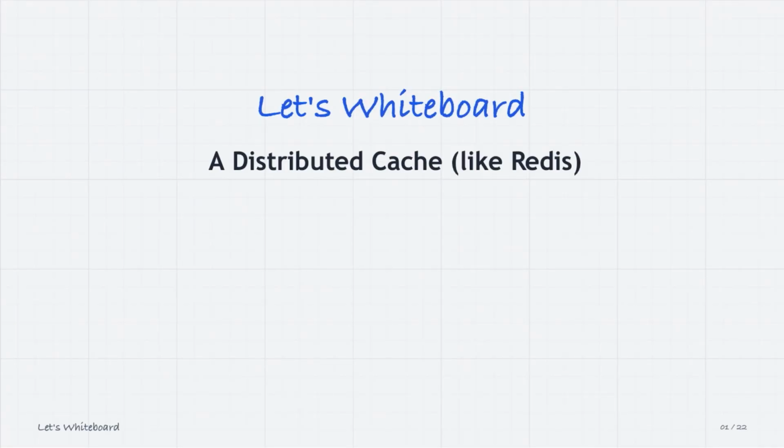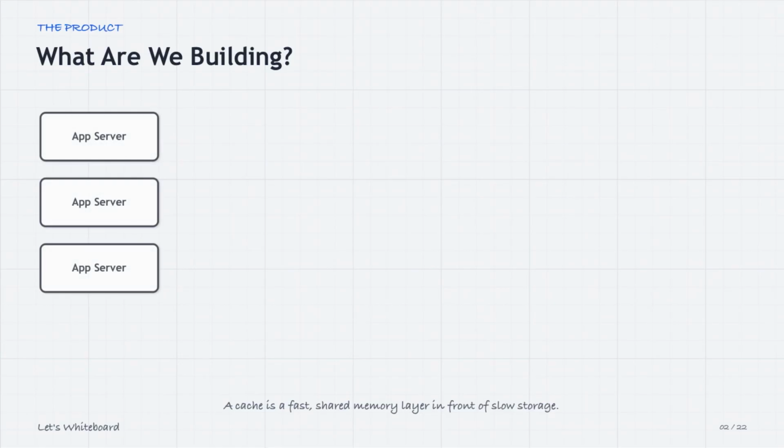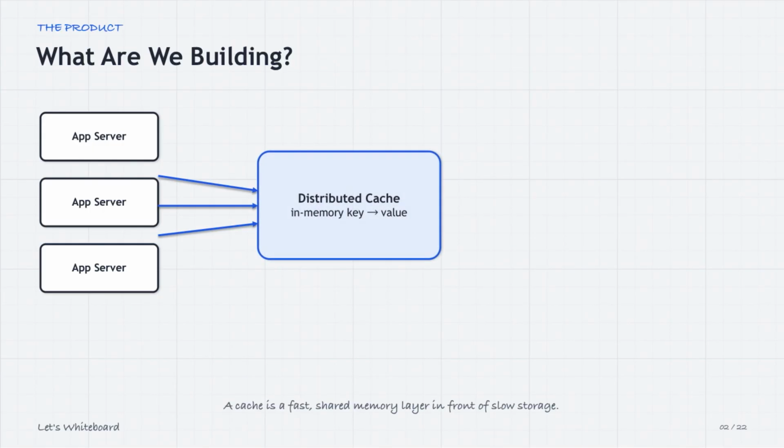In this video, let's whiteboard a distributed cache, something similar to Redis. So let's first try to understand what we are actually building. In a distributed system at a huge scale, with a large number of parallel requests being sent by the servers, we want a cache which is able to serve our application.